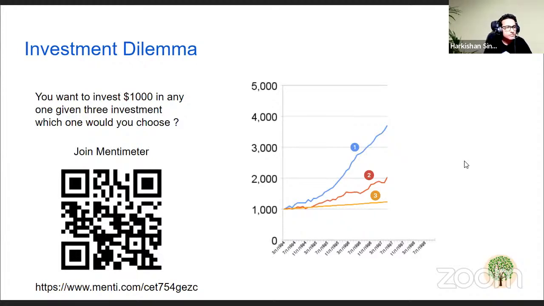Okay, it's an investment dilemma. Suppose you were to invest $1,000, and an investment advisor or some trader comes and, suppose you're a manager of a trading firm, shows you, we have these 3 opportunities. This is a chart of the performance of these 3 assets, and you have to choose any one of these 3. Which one would you choose?